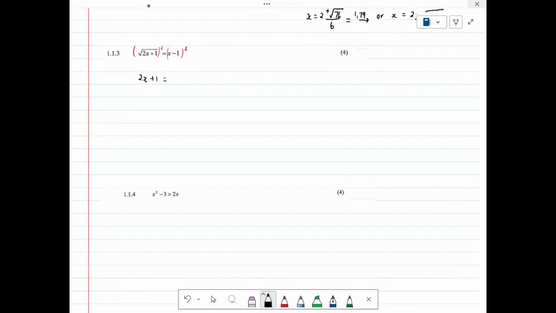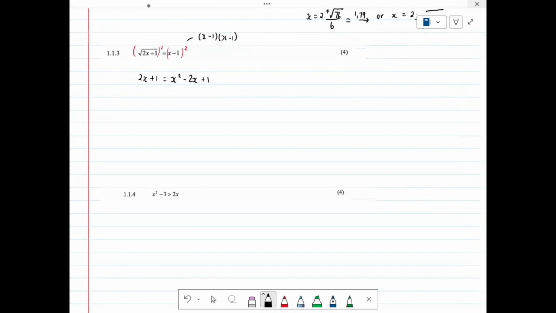And x minus 1 squared, be careful, this is a common mistake. It's x squared minus 2x plus 1. Do not forget that this is x minus 1 times x minus 1, which means you'll get a middle term.